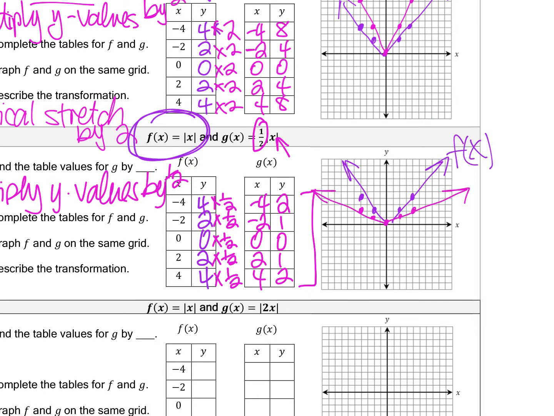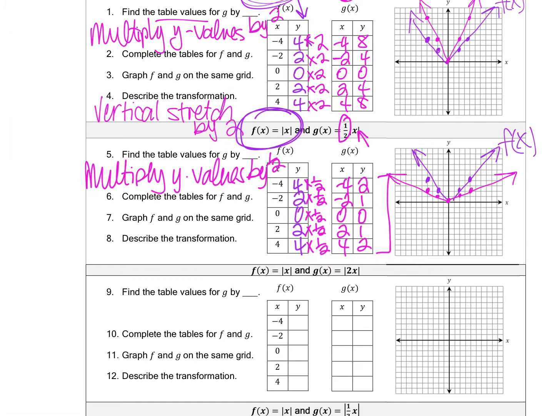So notice the V gets wider. Okay, so the transformation for this is going to be a vertical compression by a factor of a half. So a vertical compression by a half. So it's shrinking those y values. It's because you're multiplying it by a half. So it's called a compression. Stretch, you're going up, it's a vertical stretch. Compression, you are shrinking them, so making them smaller.